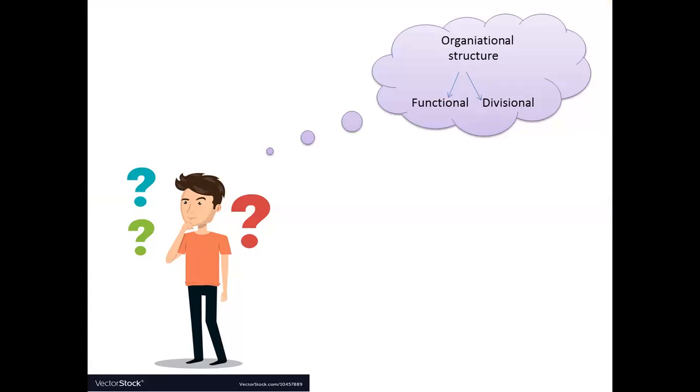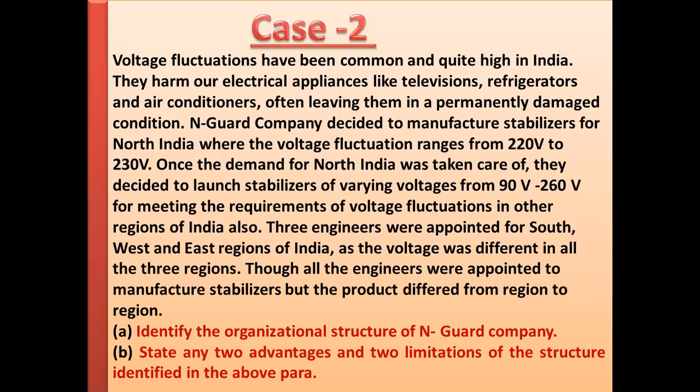For that, we need to study the case study, and first we will read another question, because there are two questions involved. The other question is, state any two advantages and two limitations of the structure identified in your para. So if you identify the correct structure in the first step, then you have to state two advantages and two disadvantages of the structure that you have identified. So the very first question is very important. For that, we will be reading the case.